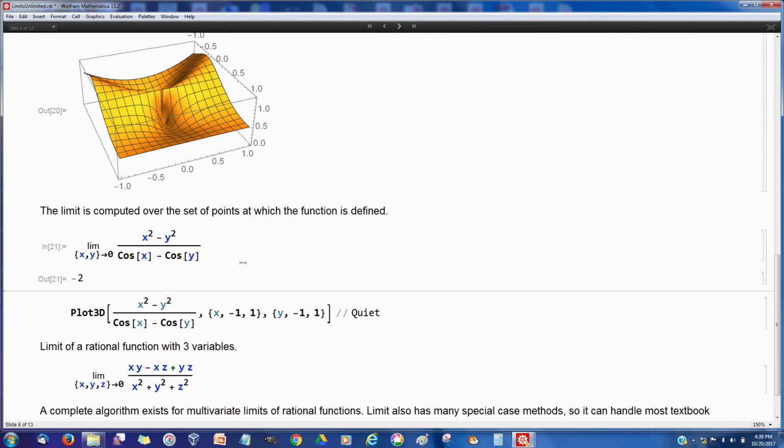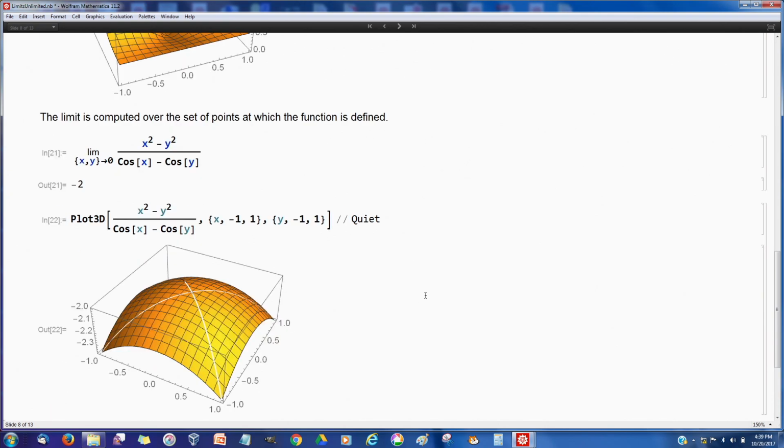Okay, so this shows that the limit is computed over the set of points where the function is defined. We have a function where the denominator is 0 if x is equal to y. So on the cross, the function does not exist, but everywhere else where the function is defined, the limit exists. So the limit will report that the limit exists and is equal to -2 at 0.